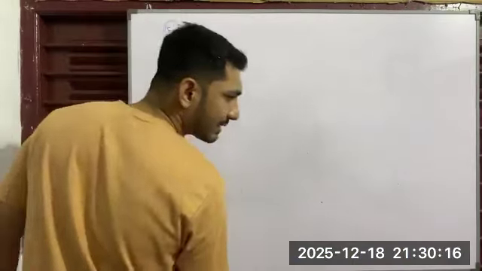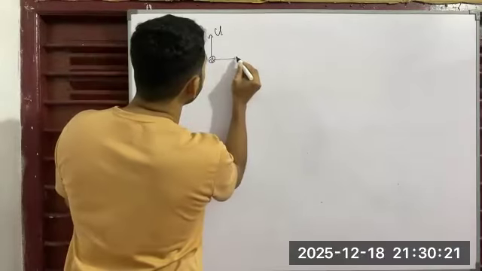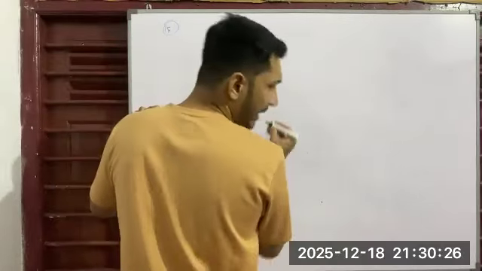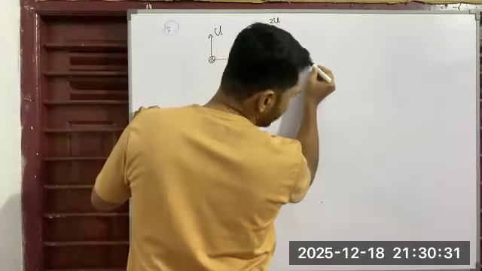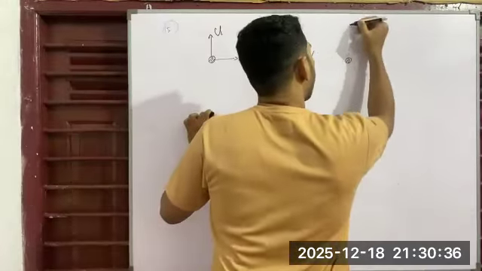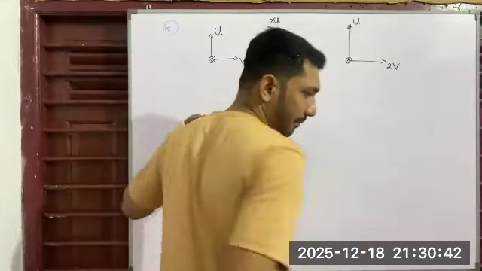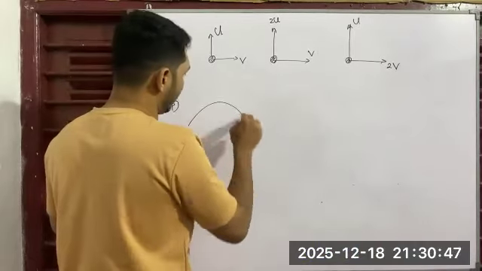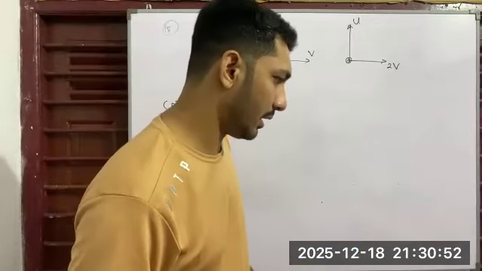X has a vertical velocity U and horizontal velocity V. Y has a vertical velocity 2U and horizontal velocity V. Z has a vertical velocity U and horizontal velocity 2V. So P is a path like this. P is the pathway for X.